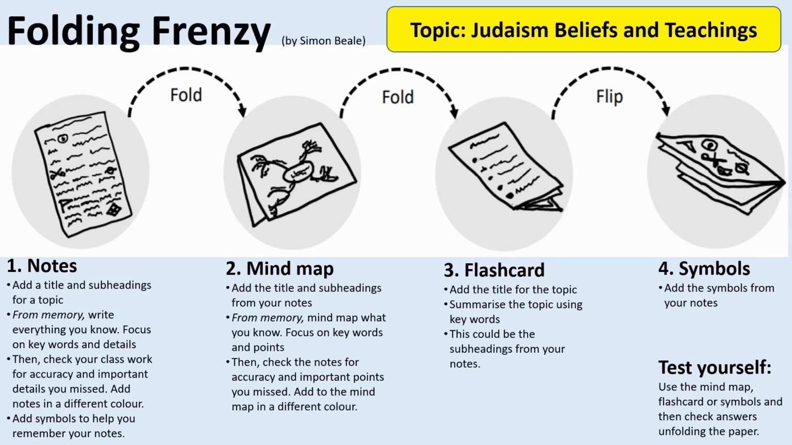So what all students need to do is they take an A4 piece of paper, they fill the sheet with everything that they know, they add to that using a different colour, they then fold that and do the same, but this time in mind map form, so it's half the size. They then fold it again, so it's half the size again, and complete bullet points as a flashcard. And then finally they fold it one more time and just create a small card of symbols, and they then use that in reverse to test themselves. So I'm just going to show you a little bit of an example of what that looks like.